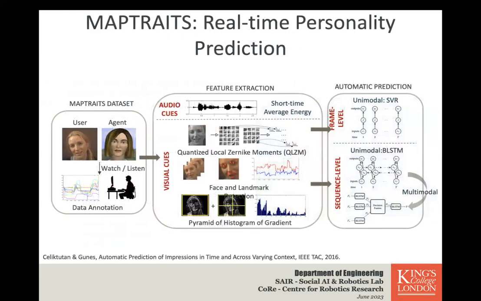So as I mentioned, the first model that we initially developed is about how we can extract features from nonverbal behaviors and then map them onto the Big Five personality traits. For instance, in this scenario, we specifically focus on a user and an agent interacting with each other, and the idea was to extract features from the way the person was talking, their audio features, and then how they were moving their faces and bodies, and then we used long short-term memory networks to predict whether they were extroverted or introverted, and so on. So this is a typical system.